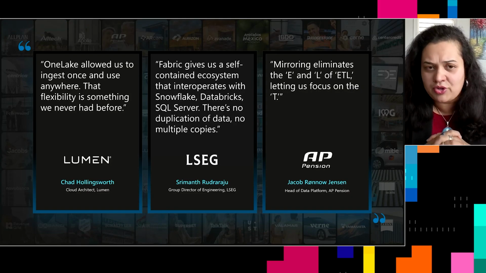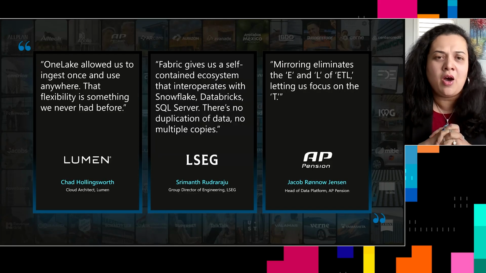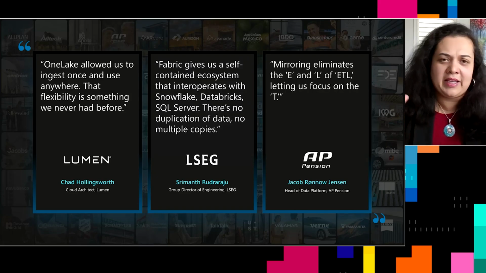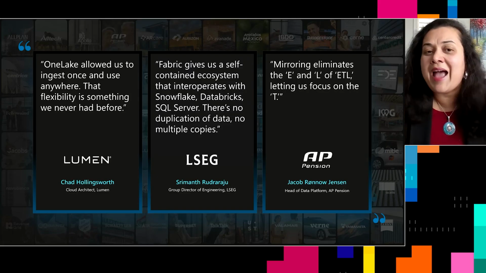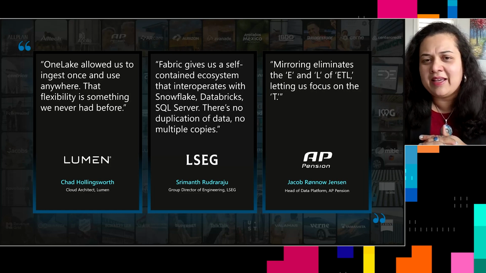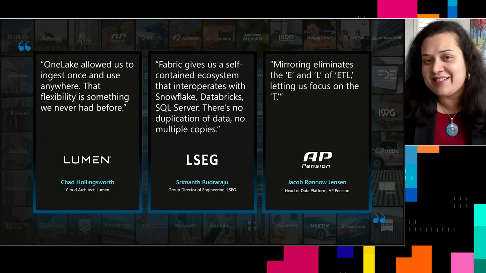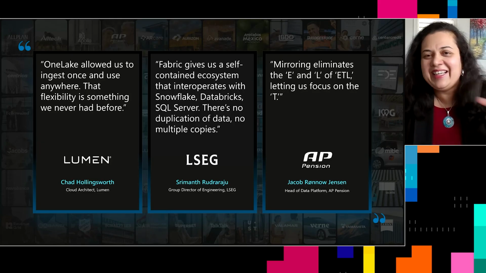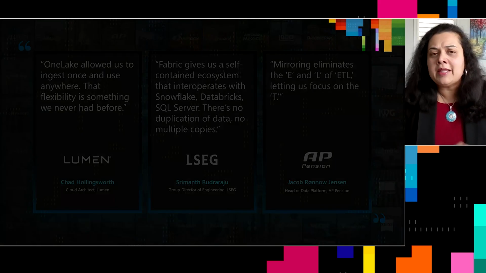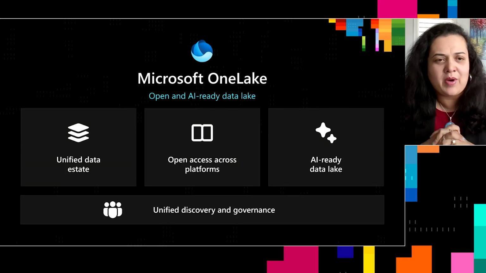The London Stock Exchange Group's data as a service is built on Fabric, and the interoperability between Snowflake and Databricks and others, and the openness of OneLake is really what got them to adopt it. And then finally, AP Pension, where they eliminated the E and the L of ETL and really just left the transformation in there with our mirroring capabilities. Now, the core of OneLake has 4 different aspects, and we'll jump into it right after this.